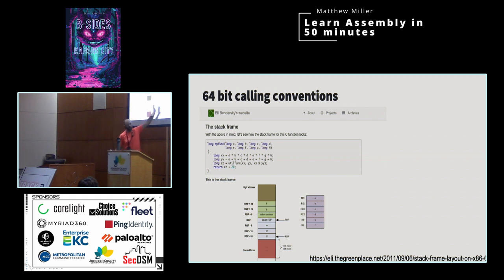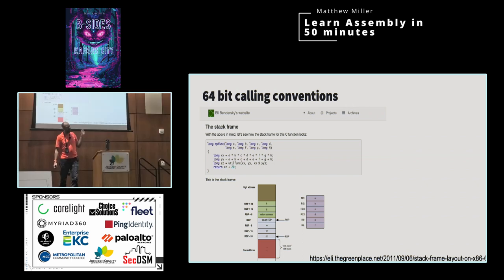Anybody want to guess why we're using registers to store those arguments instead of pushing them onto the stack? Speed, right? Your processor is orders of magnitude faster than the RAM that you're writing to. Your processor is doing all it can to keep itself full of instructions because it's running up here, and your RAM is like, and then your hard disk is like, it hasn't moved since 1980. It's moving really slow.